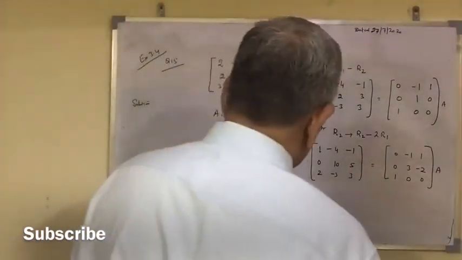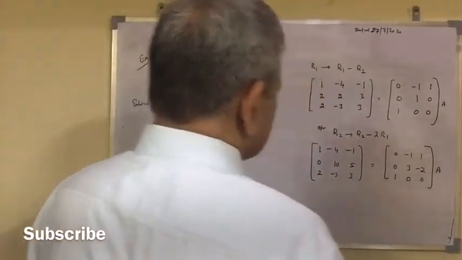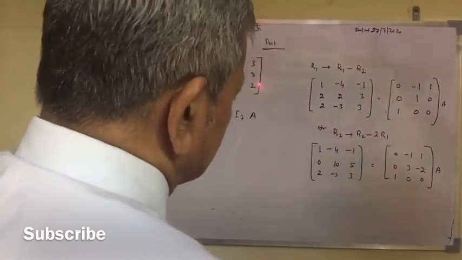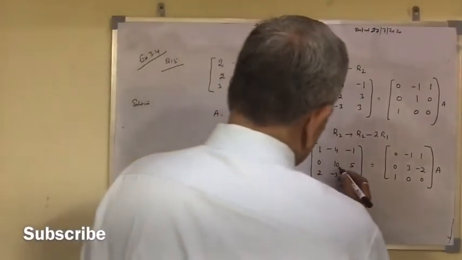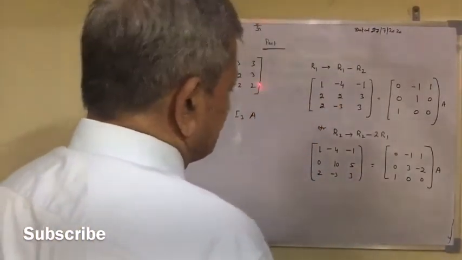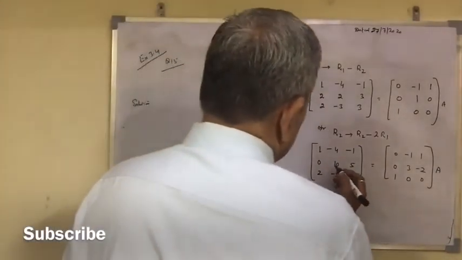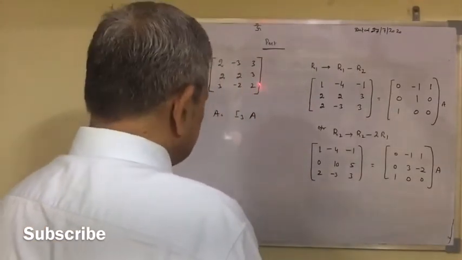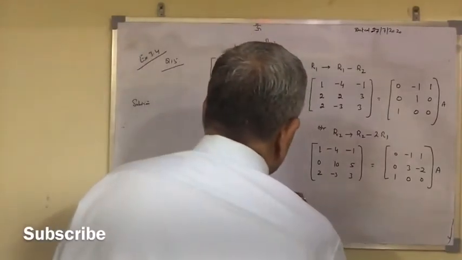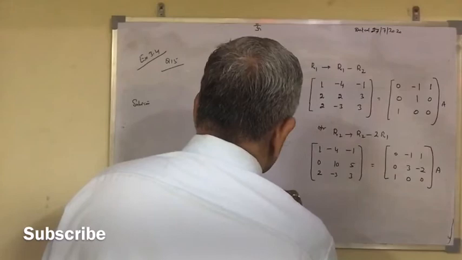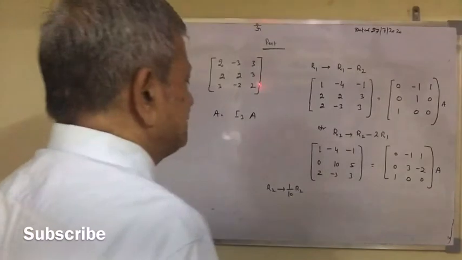Yes, now come to the next part. Our next operation is, you are doing something because you want here to be 1. So, operate on 10. I will divide it by 10. So, here we will get the 10 will be there. So, R2 operation will be 1 upon 10 into R2. Now, this operation you can do.